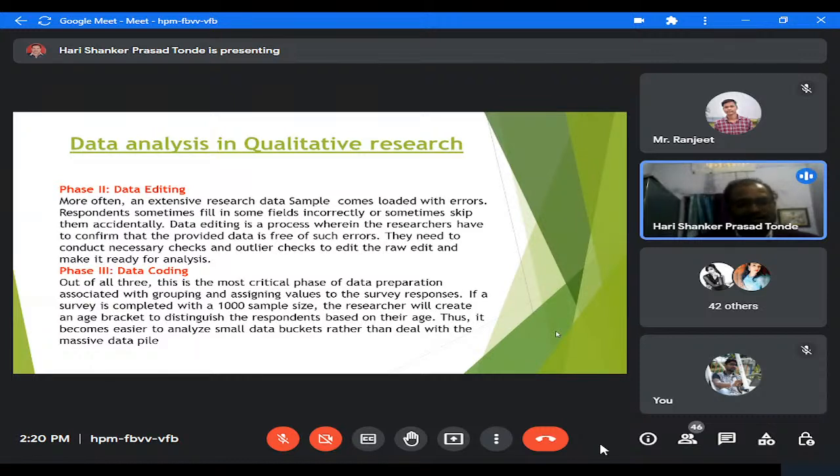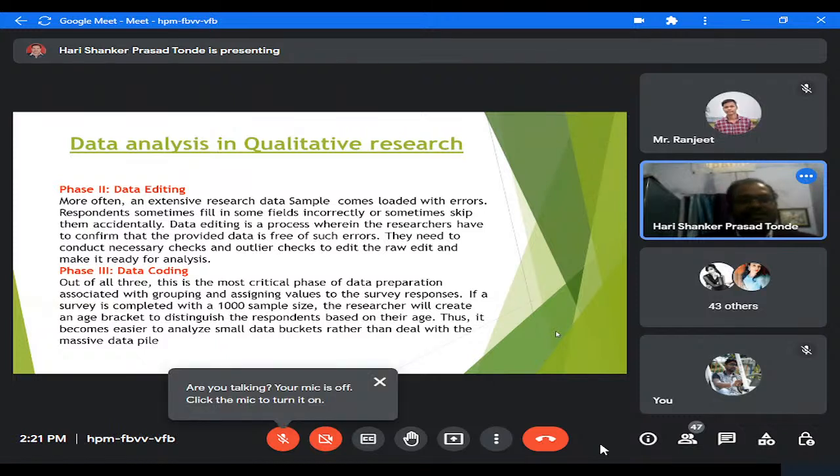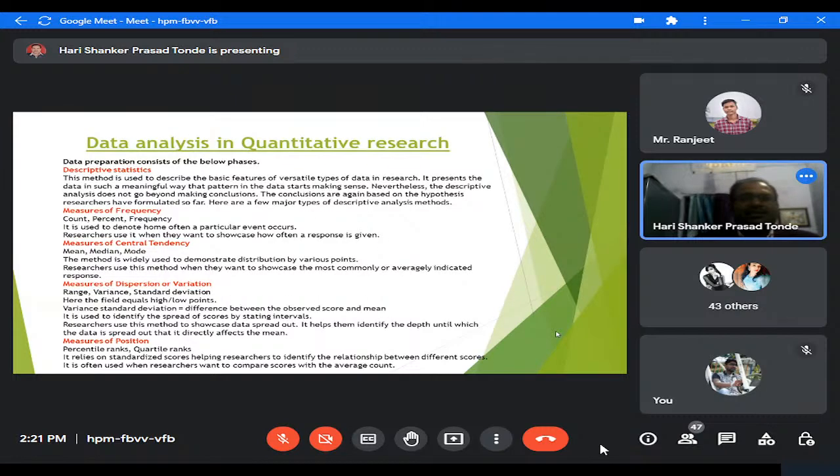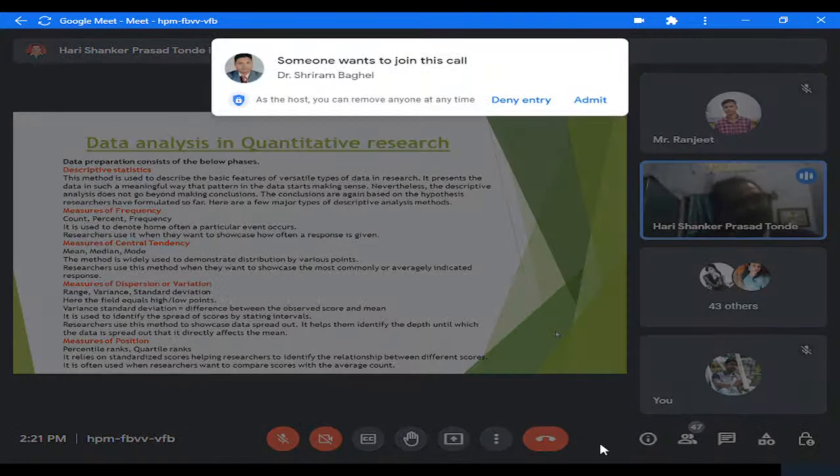Out of all the three, this is the most critical phase of data preparation, associated with grouping and assigning values to the survey responses. If a survey is completed with a sample of 1000 participants, the researcher will create an age bracket to distinguish the respondents based on their age. So these are the three phases of this particular qualitative data analysis. Now the data analysis in quantitative research. In quantitative research, the data will be in numeric form. That will be in numbers, either in the form of temperature, scores, runs, age, heights, whatever it may be. So data preparation consists of the below phases.